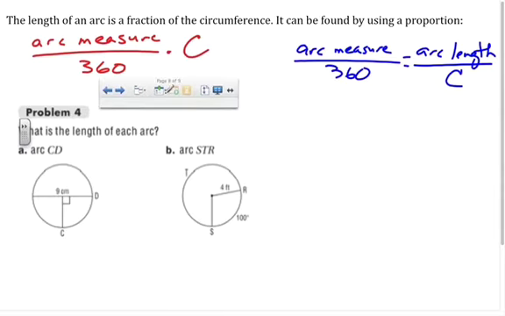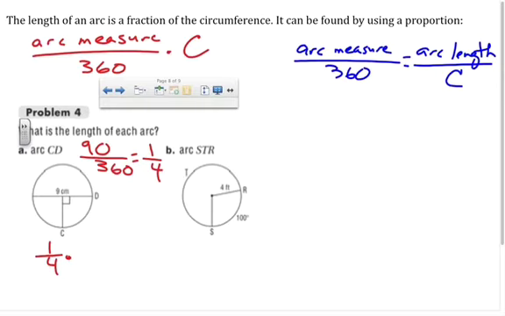Okay, so problem 4, part A, I'll do the red way. I'm trying to find arc CD. What is the measure of arc CD? 90. And what fraction is that 90 of the 360? 1/4. Okay, so let's make sure that I'm showing all of my steps. I'm taking 90 over 360 and reducing that and getting 1/4. And then I take that 1/4 times the circumference.